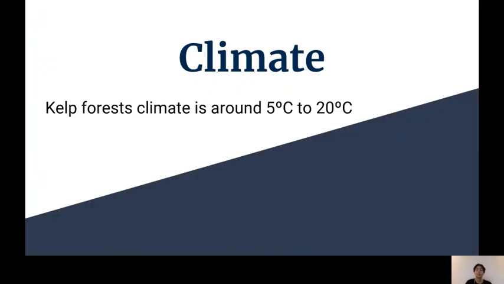Climate. Well, the climate in a kelp forest is around 5 degrees Celsius to 20 degrees Celsius. This climate makes kelp plants grow in very rich nutrients, and that's why it is the perfect temperature for kelp forests to be in.